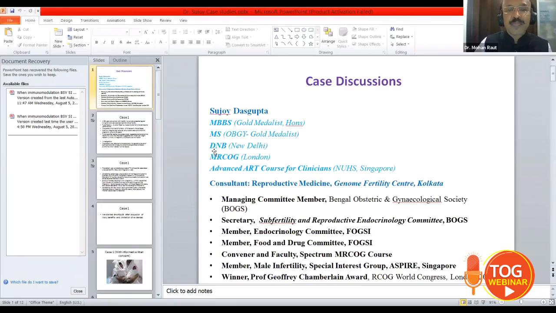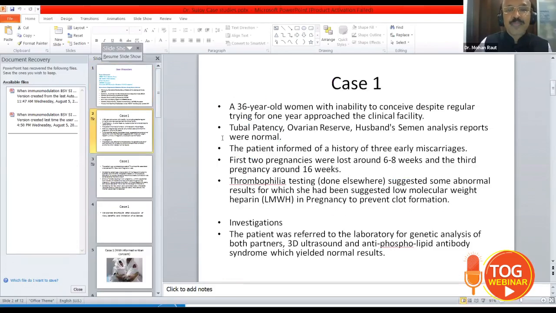Sujoy, this is your patient, a 36-year-old woman with inability to conceive despite regular trying for 1 year. She approached the clinical facility. All the test reports were normal. The patient informed of the history. There was a history of 3 miscarriages. The first 2 pregnancies were lost around 6 to 8 weeks, and the third pregnancy around 16 weeks.